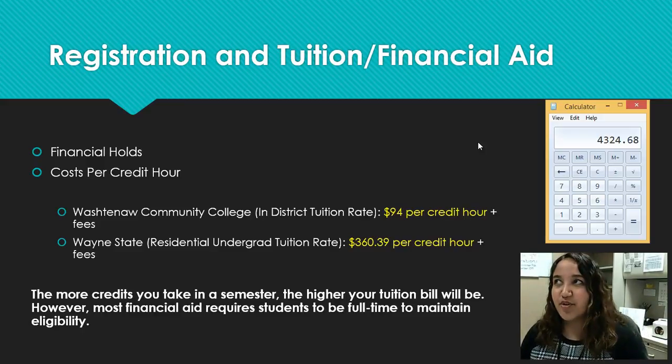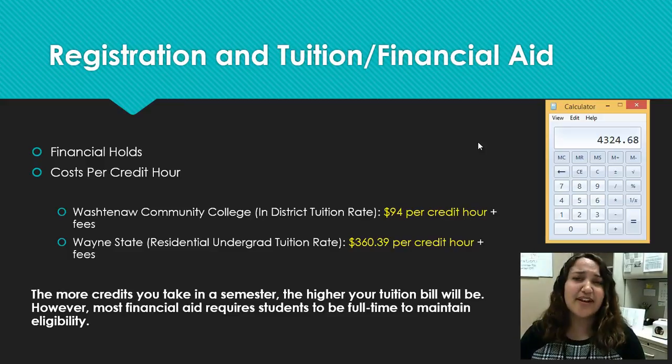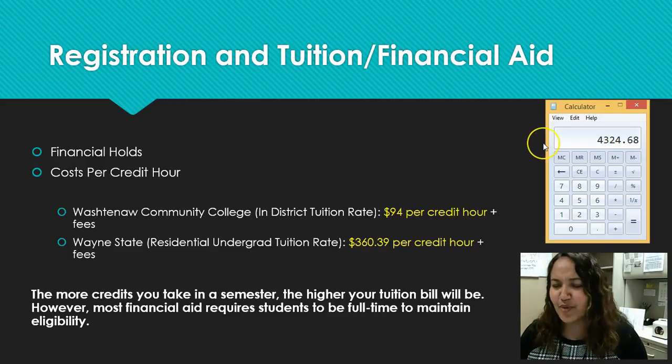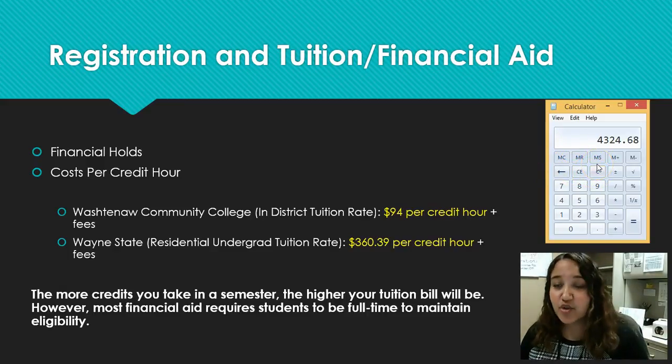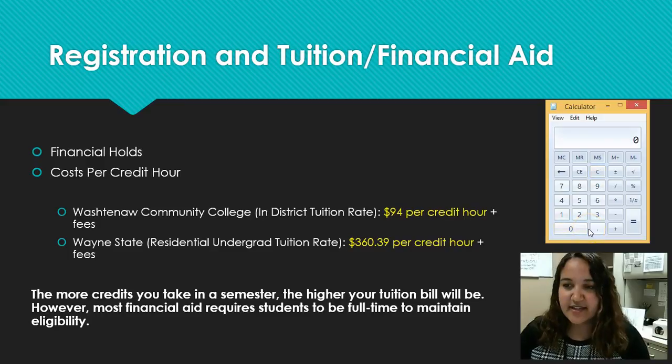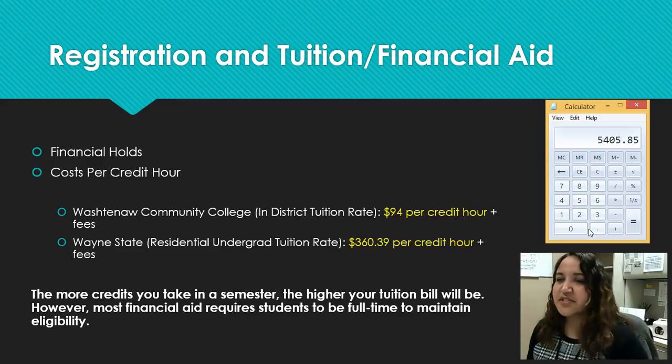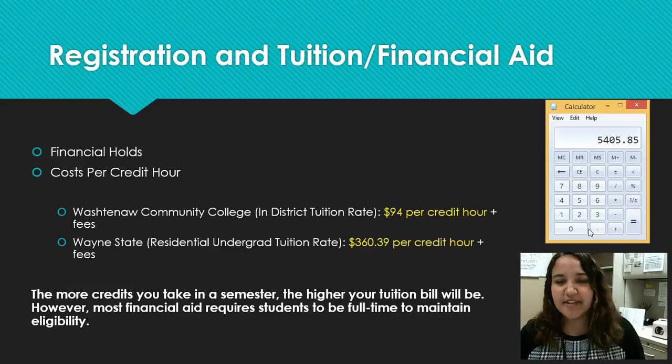Let's say you meet with your advisor and they recommend that next semester you take 15 credits. And you're like, great, I'll graduate faster if I take more credits. True, but always be mindful of how that's going to affect your tuition cost and your financial aid. So $4,300 for the 12 credits. Now for winter, you want to take 15 credits at the same $360. So that could be almost $1,100 more in tuition costs.